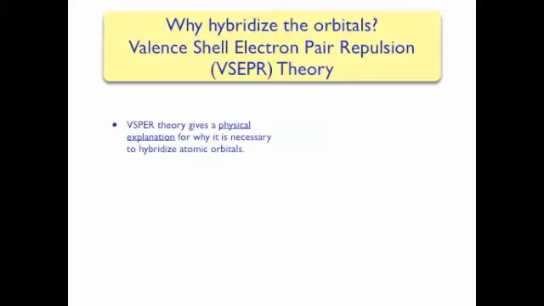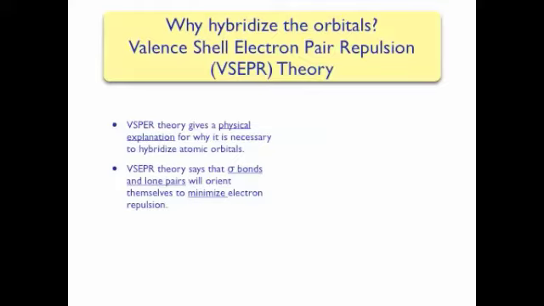VSEPR theory gives a physical explanation as to why we need to hybridize atomic orbitals, and it's a very simple one. VSEPR theory says that sigma bonds and lone pairs will orient themselves to minimize electron repulsion. Since electrons have the same charge, they will repel one another, and if they're close to one another, this will raise the potential energy. Therefore, they move away from each other to minimize their potential energy.